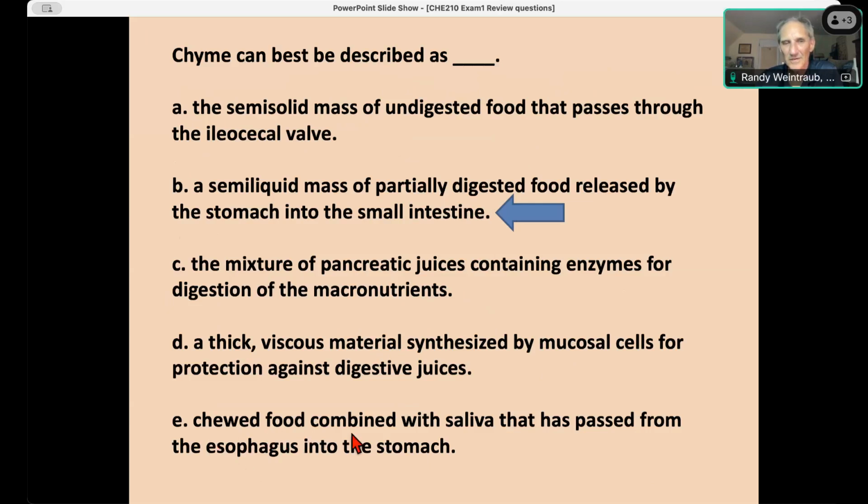So chewed food combined with saliva that passes from the esophagus to the stomach. Before we called it chyme, there was another word for this mass of food that has a bunch of saliva and is partially chewed, and that word is bolus. B-O-L-U-S. Bolus. When it comes out of the stomach, it's called the chyme.